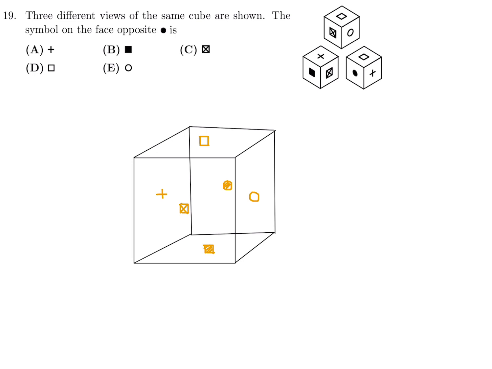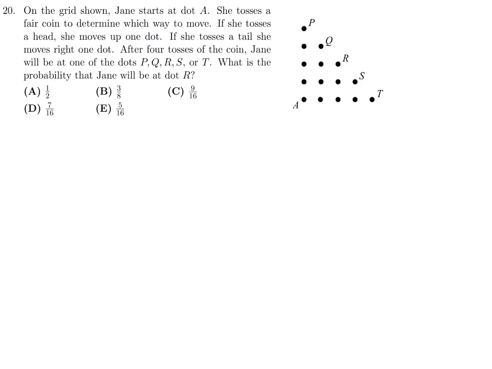So what do they want? The face opposite the circle that's filled in. So the circle that's filled in is on the back one. And therefore on the front one is this symbol here, this square with the X. So that's C for number 19.